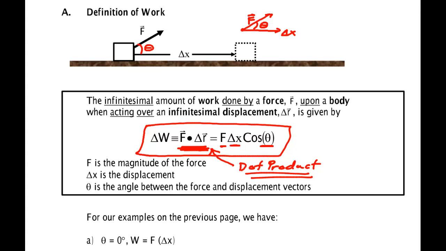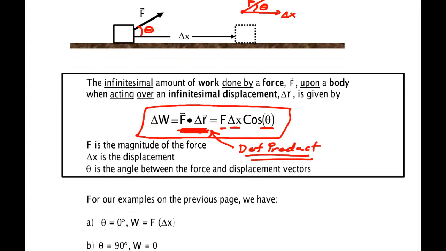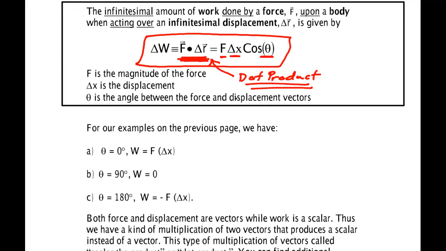Now, let's look at this definition and our previous examples. In our first example, in the previous video, we had an object, the force was going like this, and the displacement delta x was in the same direction. In this case, the angle theta was equal to 0 degrees, and the cosine of 0 degrees is in fact 1.